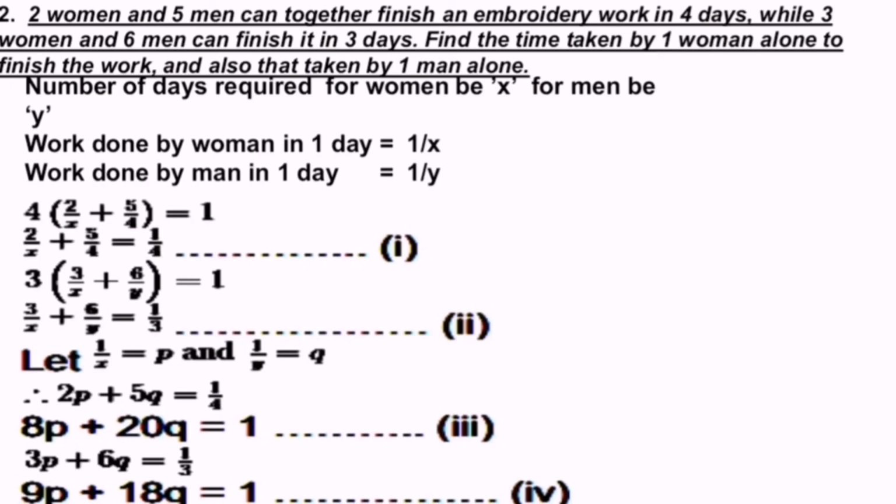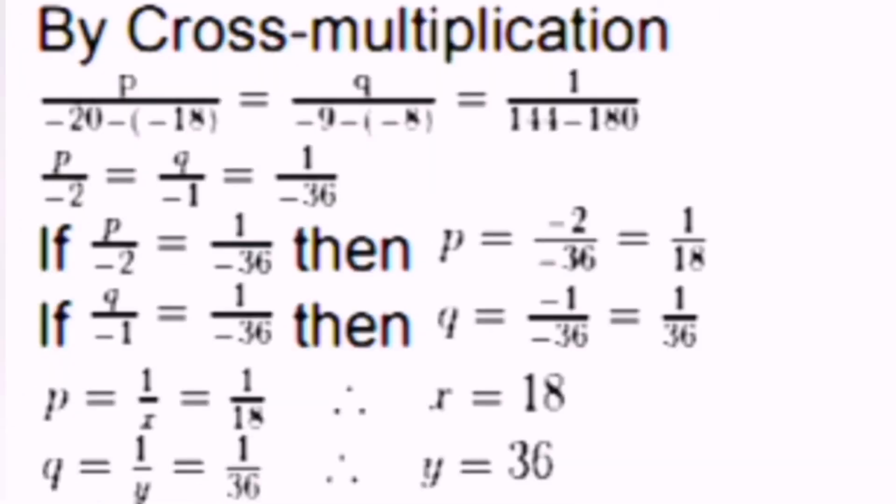Then following the conditions in the question, we are forming equations, which are 2 by x plus 5 by y and so on. Then we are reducing it into p and q. In here we will be using everything we have studied till now. Then we are conducting the cross multiplication method and finding p and q, and from there we are finding x and y.